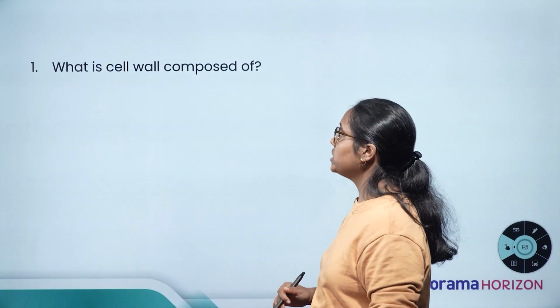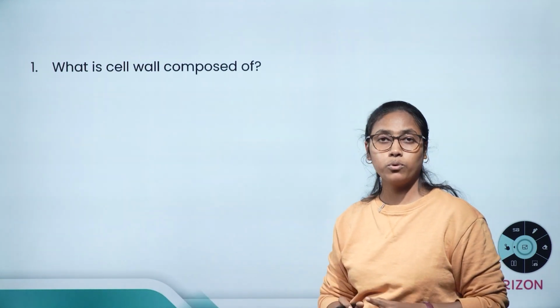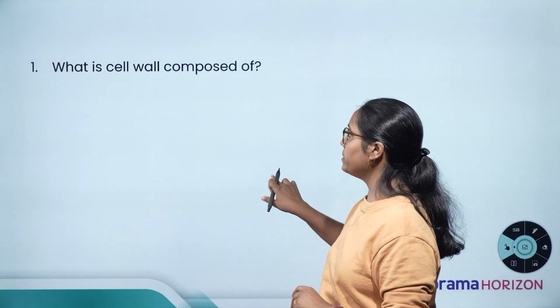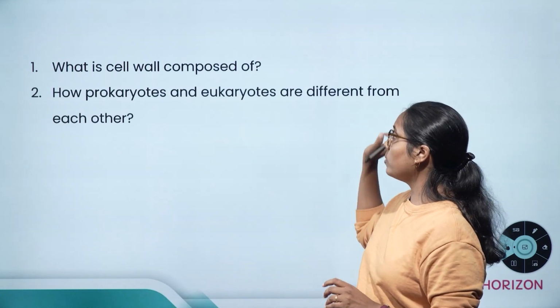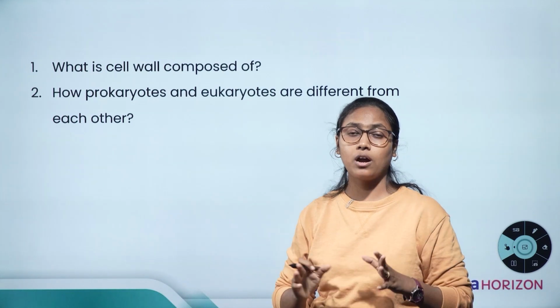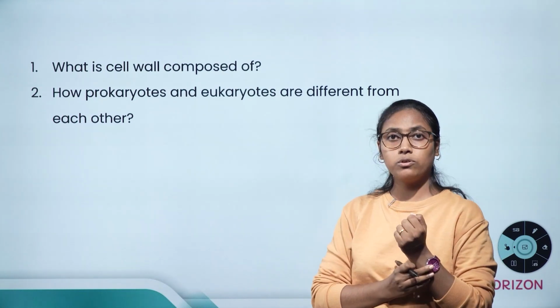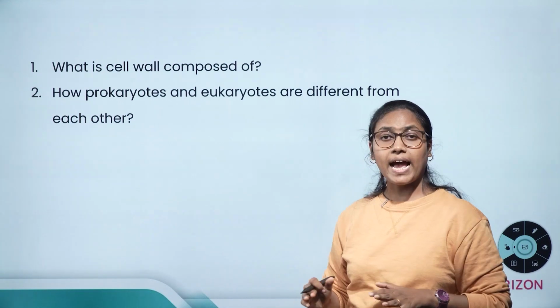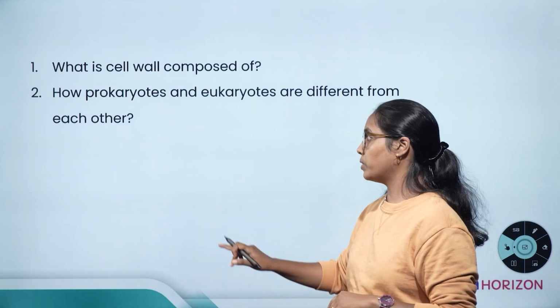So the first question here is, what is the cell wall composed of? We have already learned it is composed of cellulose. The next question is, how are prokaryotes and eukaryotes different from each other? Prokaryotes lack a true nucleus, whereas eukaryotes have a true nucleus.